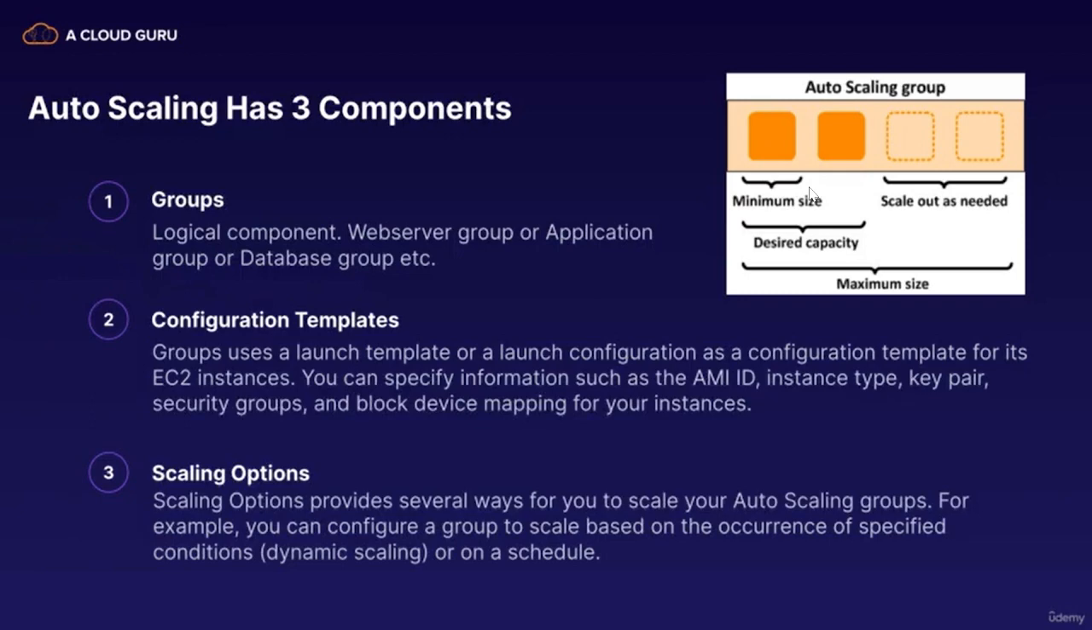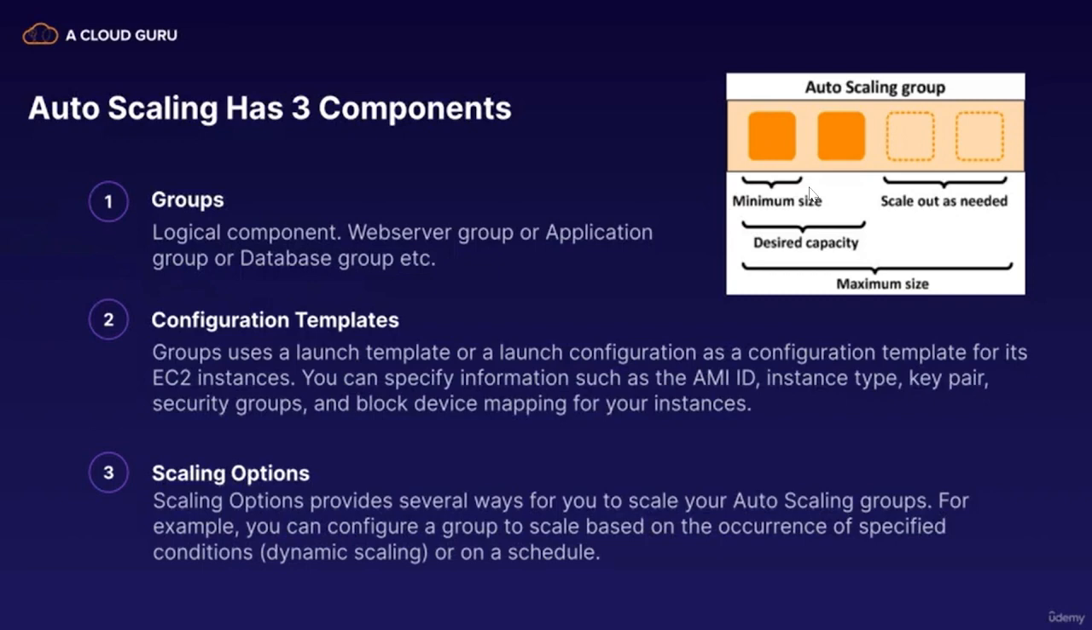We then have configuration templates. So each group always uses a launch template or a launch configuration as a configuration template for its EC2 instances. So it's basically the instructions on what EC2 instances to launch, what size they are, how much storage, etc. So you can specify information such as the AMI ID, instance type, the key pair, the security groups, and the block device mappings for your instances.